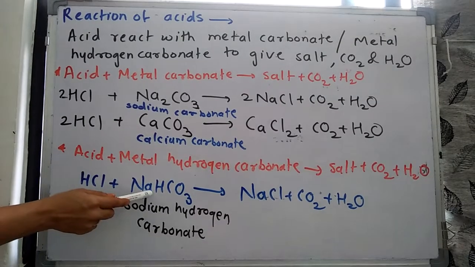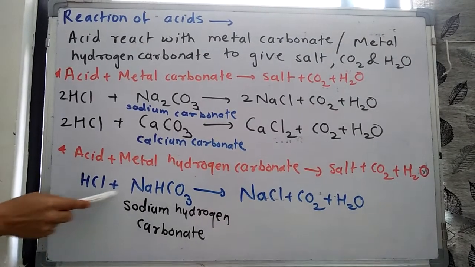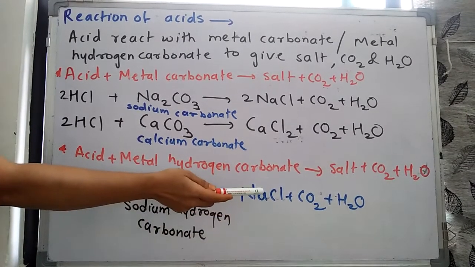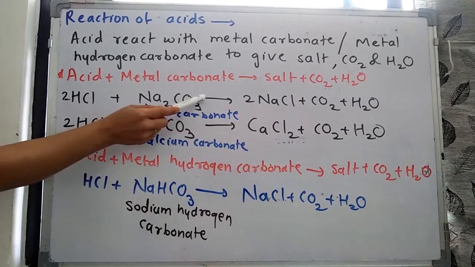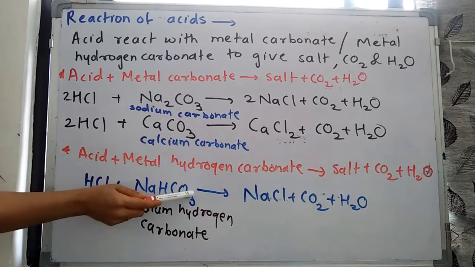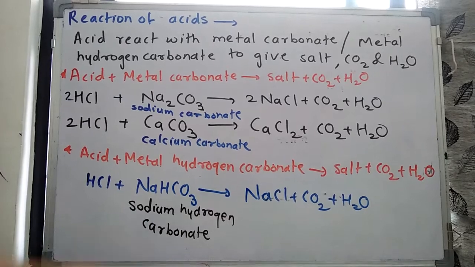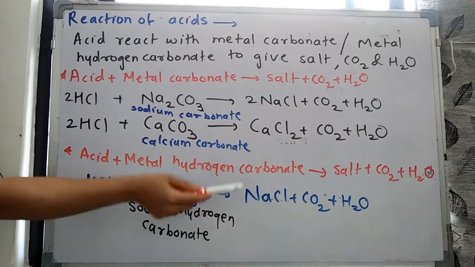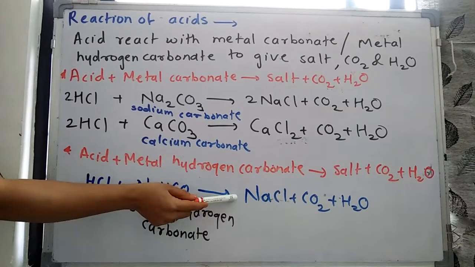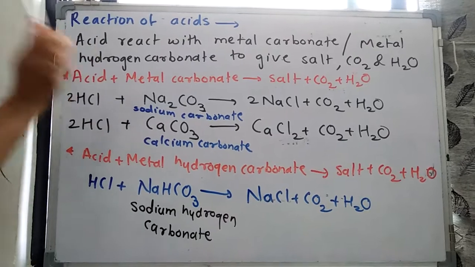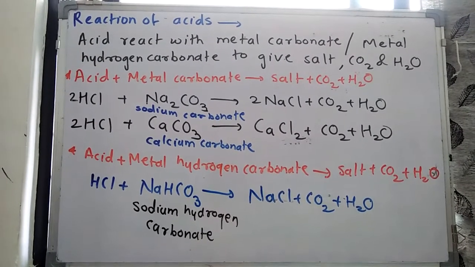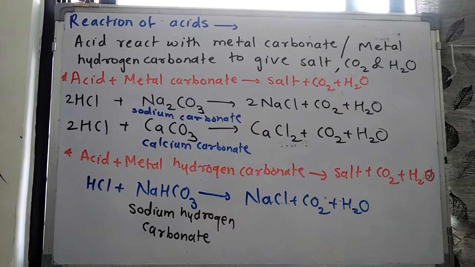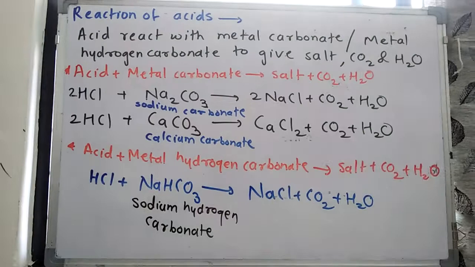So HCl reacts with NaHCO3. These Na and this Cl react with each other to form salt, NaCl plus CO2 plus H2O. So in this reaction and in this reaction the products are same, but only the number of molecules of the salt are different. Here we have 2 molecules of NaCl and here we have 1 molecule of NaCl. So what is the general statement? Whenever acid reacts with metal carbonate or metal hydrogen carbonate, what are the products? Products are always salt plus CO2 plus H2O.